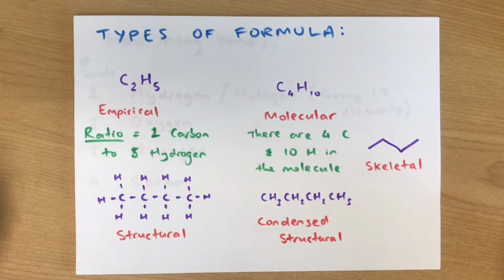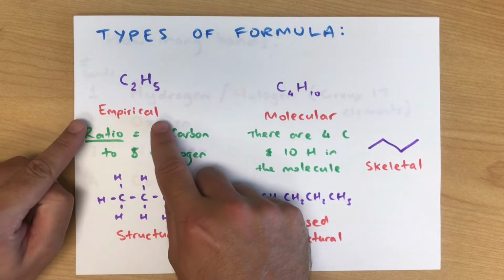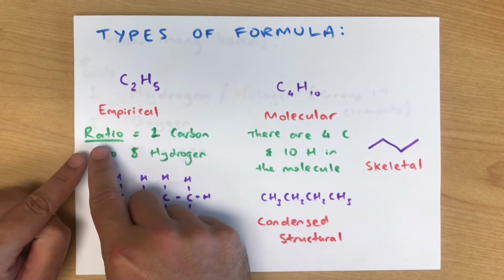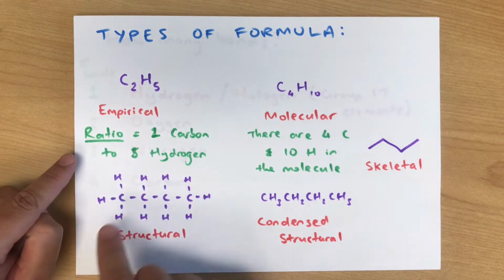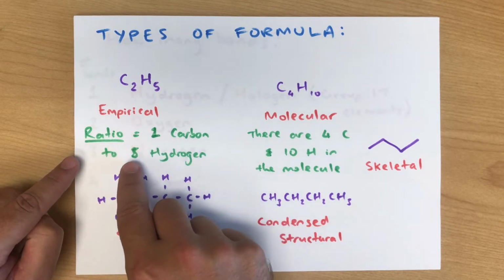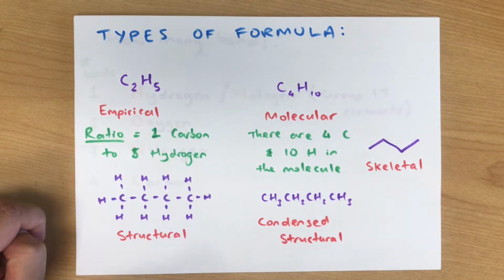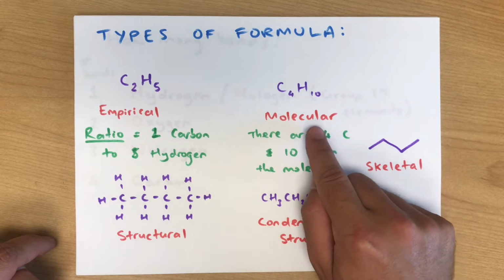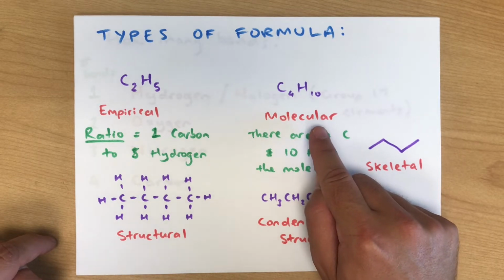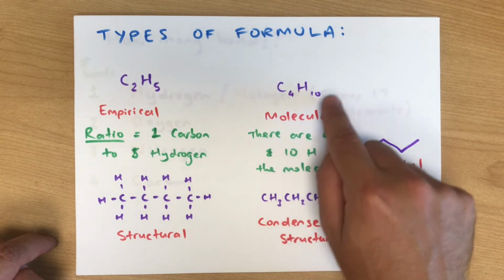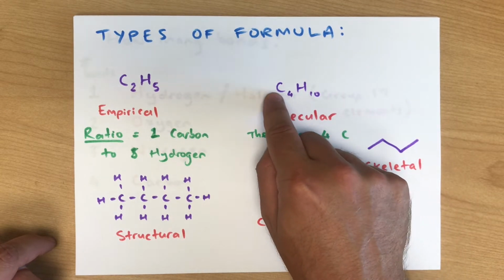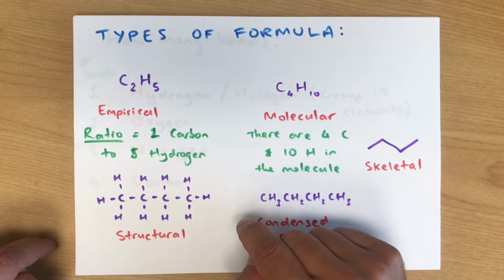Now, before we get too far ahead of ourselves, let's take a look at some of the key types of formula we're going to come across in organic chemistry. We've got the empirical formula. The empirical formula simply gives me the ratio of elements. So it tells me that for every 2 carbons, I will have 5 hydrogens. So 2 carbons to 5 hydrogens. The molecular formula will tell me the actual type and number of atoms present in the molecule. So it tells me that this particular molecule here has exactly 4 carbons and 10 hydrogens.